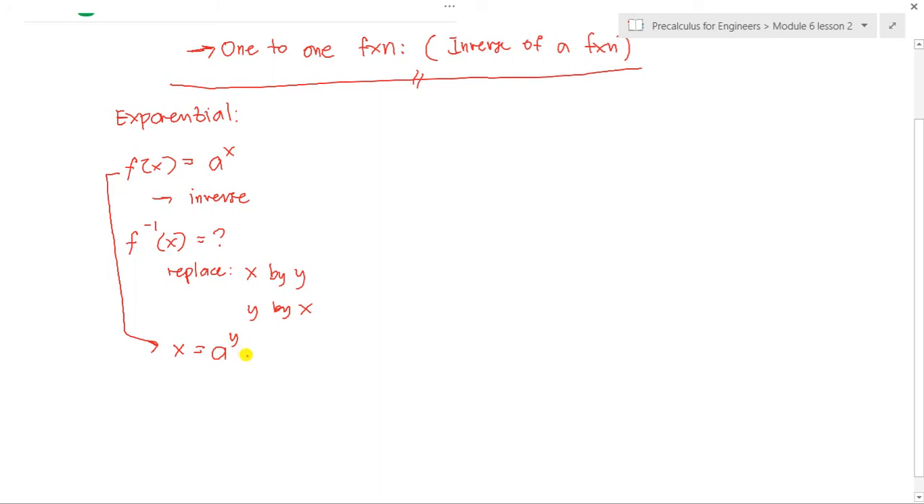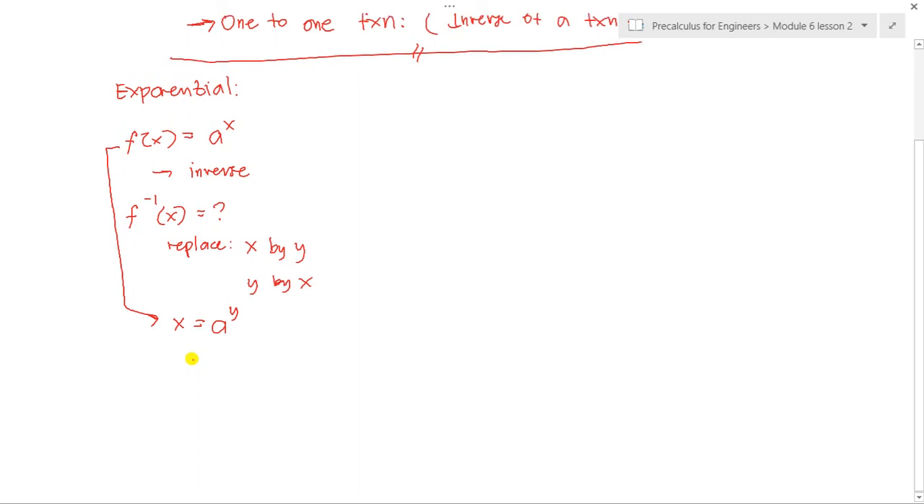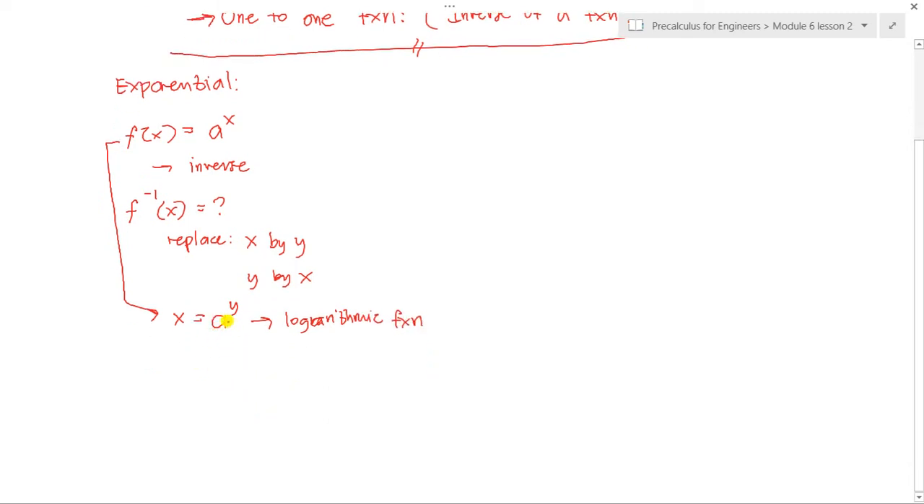Now, it is stuck. So what we need to do here is apply the logarithm on both sides. Remember the previous topic? This is simply equal to the logarithmic function. Logarithmic function is the notation. Y is our exponent, right? That is the exponent, this is the base, and then this is the number.